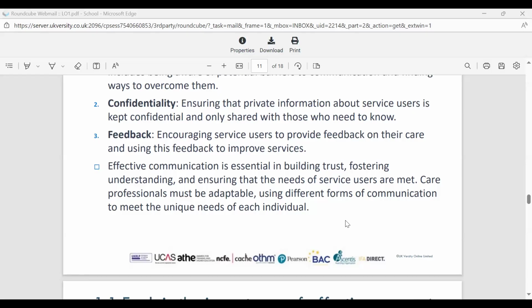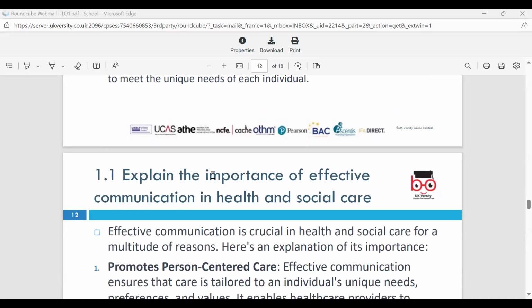When it comes to effective communication, it builds this element of trust and understanding, and that person is able to understand that you are listening to them.